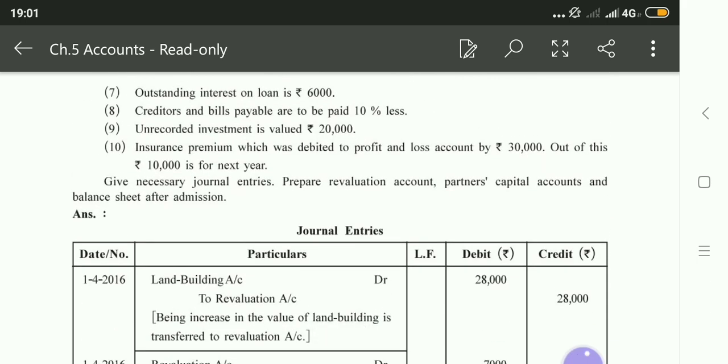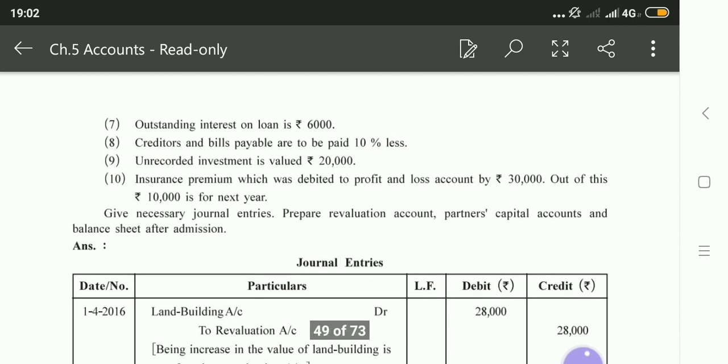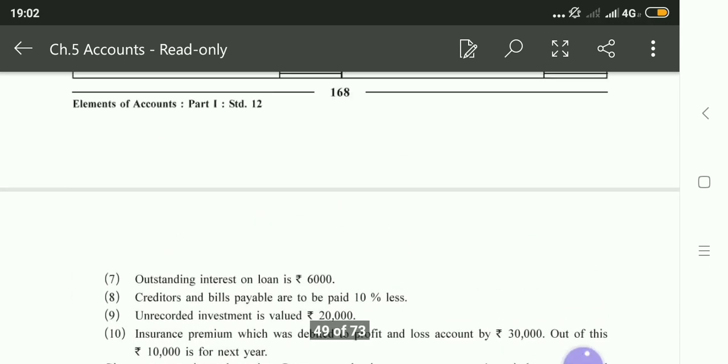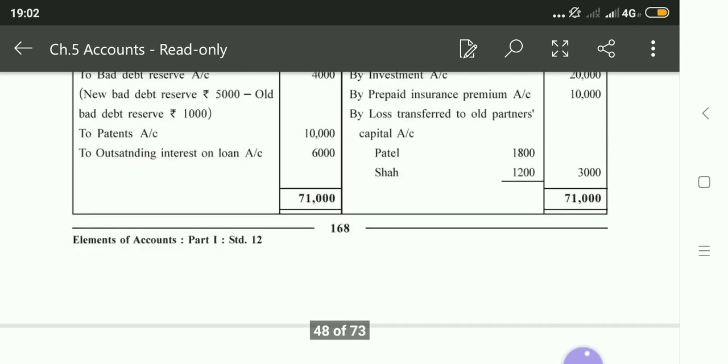Unrecorded investment is valued rupees 20,000. Unrecorded investment. First of all, investment is an asset. It was not recorded. Now its value is 20,000. So definitely this is an increase in the assets. This is obviously the benefit. So revaluation account will be credited here. Investment account debit to revaluation account.